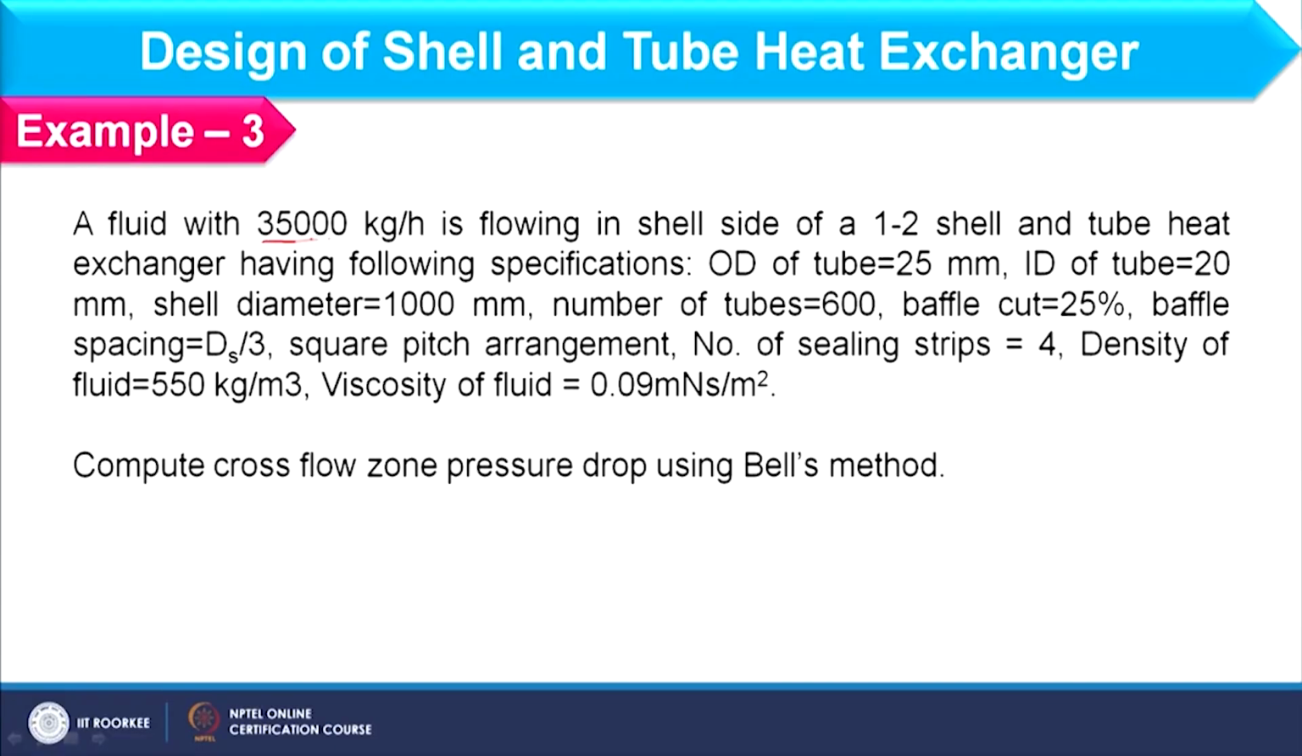Now, I am considering another example where we are using Bell's method to find out pressure drop. So, here I am having example 3 as a fluid with 35,000 kg per hour flowing in the shell side of a 1-2 shell and tube heat exchanger having the following specifications, where OD of the tube is 25 mm, ID of the tube is 20 mm, shell diameter 1000 mm, number of tubes are 600, baffle cut 25% and baffle spacing DS by 3.